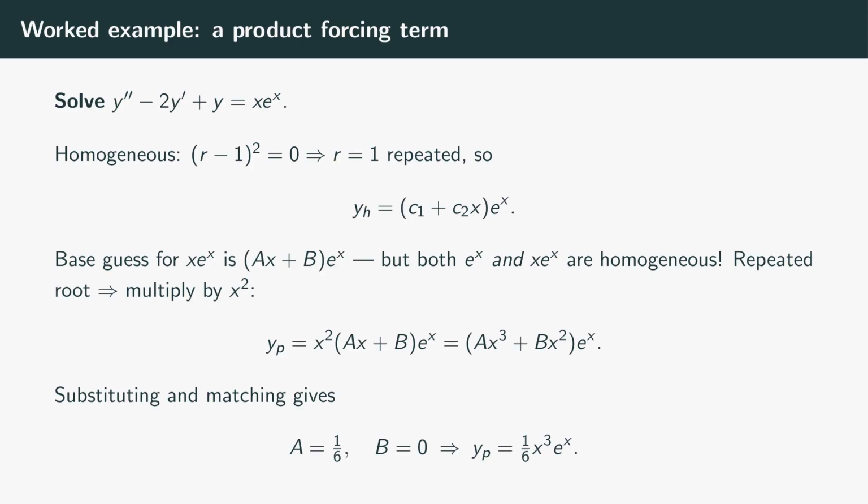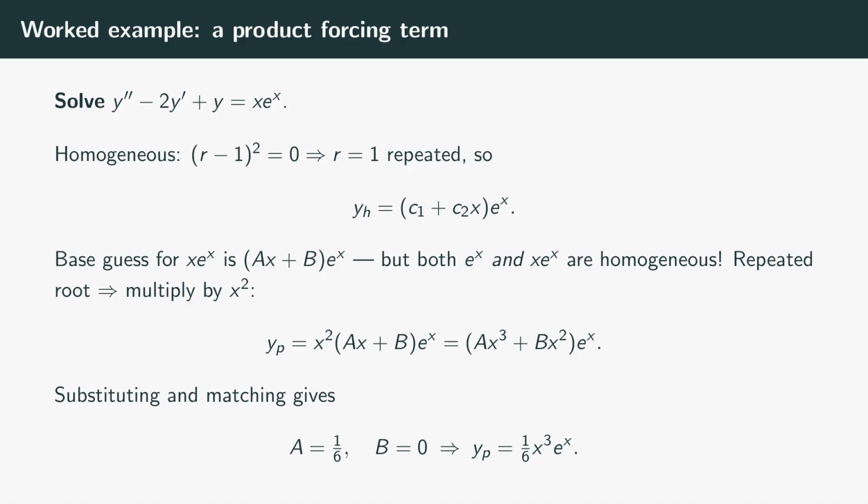Let's do one harder example that stacks a product forcing term on top of a repeated root, so we use the x squared bump. Solve y double prime minus 2y prime plus y equals x times e to the x. The homogeneous part first, the characteristic equation is r minus 1, quantity squared, so r equals 1 is a repeated root, and the homogeneous solution is the quantity c1 plus c2x times e to the x.